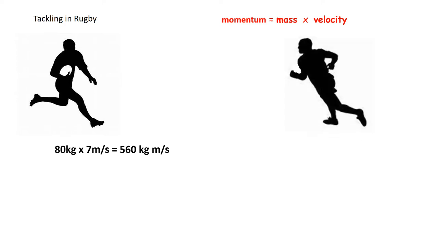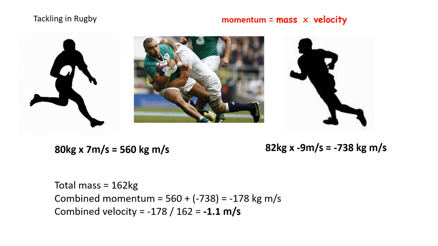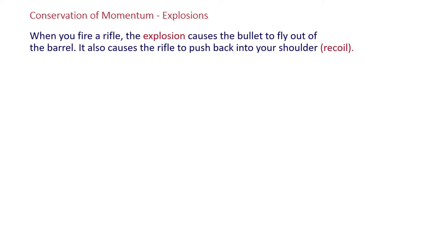Another man, man B, who's also playing rugby, weighs 82 kilograms and he's traveling at 9 meters per second. Now, already man B has a greater velocity. Their total masses, if you add both together, give me 162 kilograms. Their combined momentum is 178 kilograms meters per second. Their combined velocity is 1.1 meters per second.